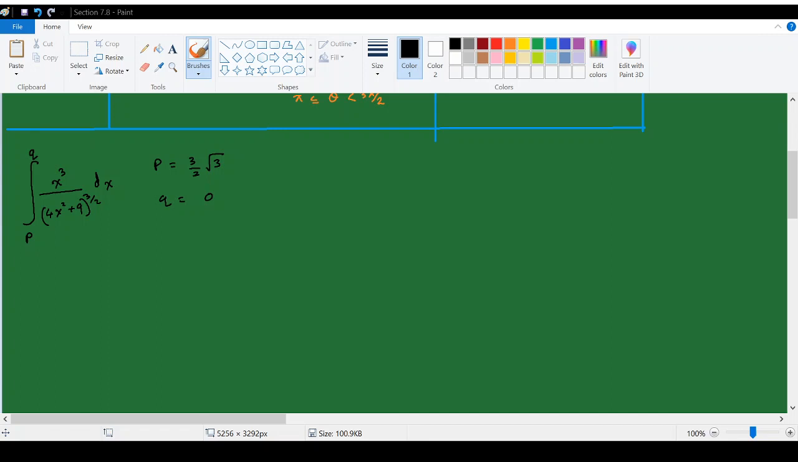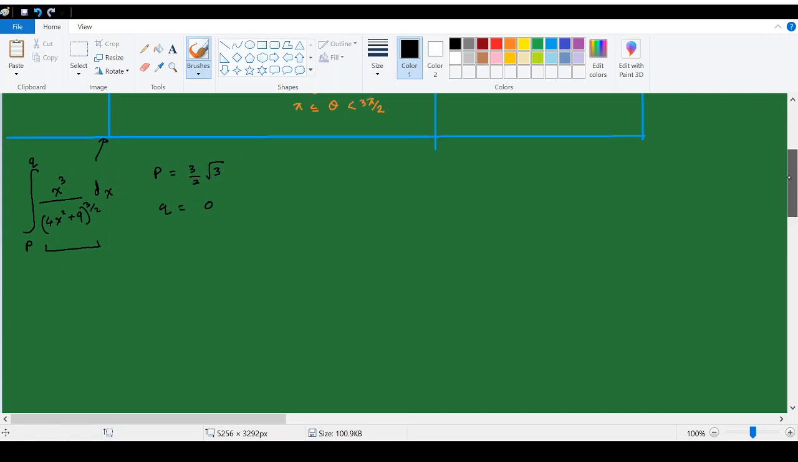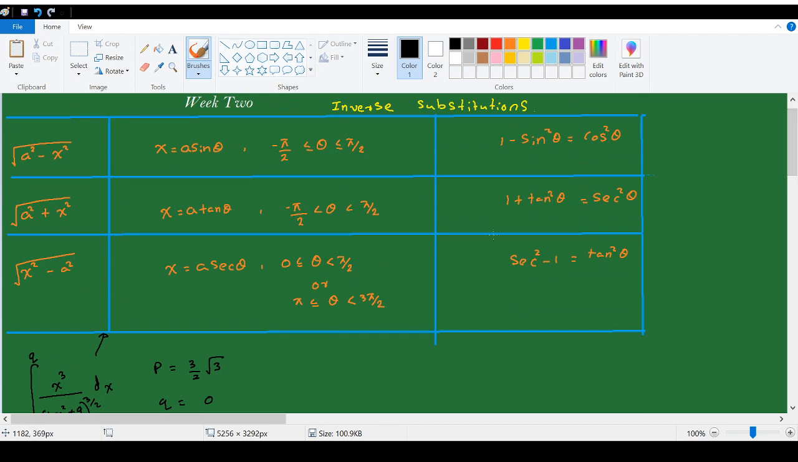In the next example, at the very first sight, you might not see a relationship between the terms of this integral and the table of inverse substitutions. But you can rearrange these terms so that one out of these three categories will appear, right?